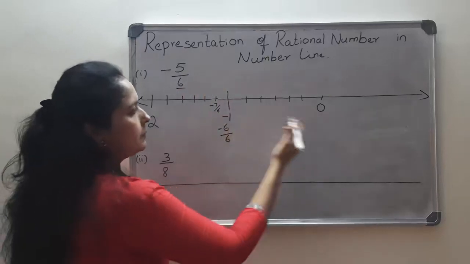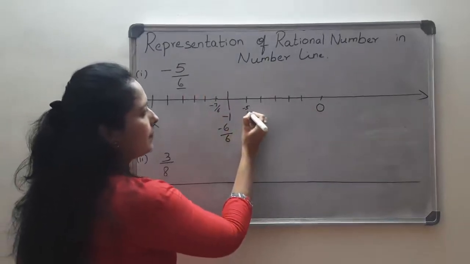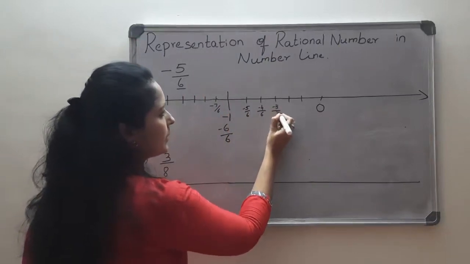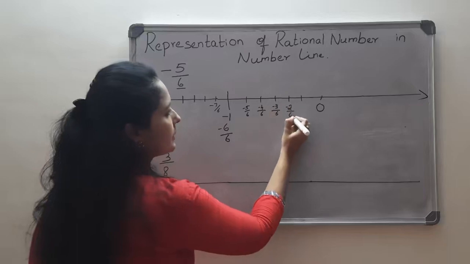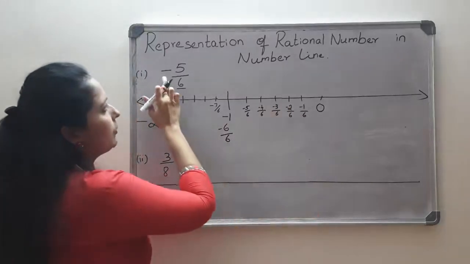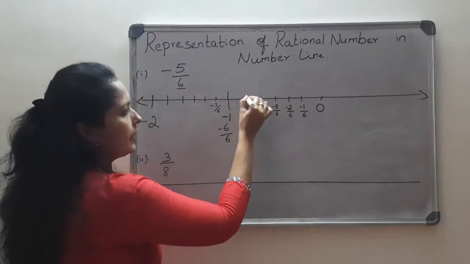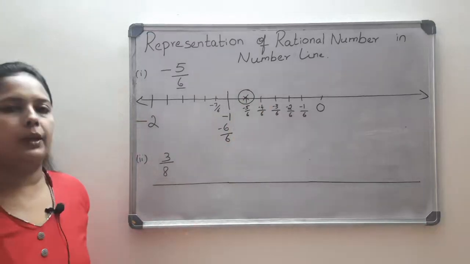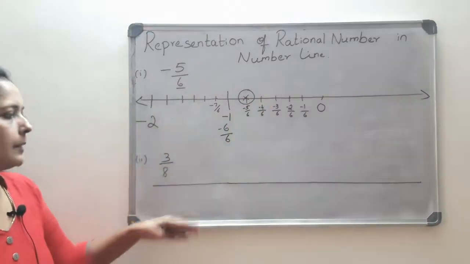Okay, the next before number is minus 5 by 6, minus 4 by 6, minus 3 by 6, minus 2 by 6, minus 1 by 6, 0 by 6 is 0. What we want is minus 5 by 6. Just mark it and put a round in the number line. Got it? Come for the next sum.